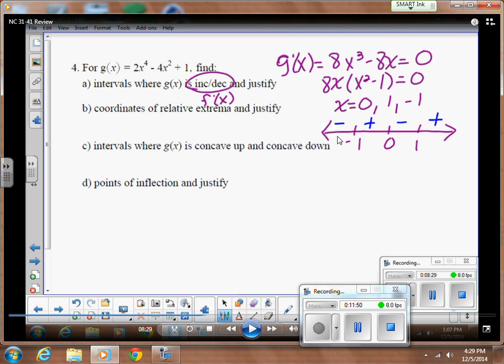So I pick a value less than -1, plug into the derivative. It gives me a negative. A value between -1 and 0, if I pick a point, -0.5, plug it into the derivative, gives me a positive value. A number between 0 and 1, let's say 0.5, plug into the derivative, gives me a negative. And then a number greater than 1, like 2, plug into the derivative, gives me positive.